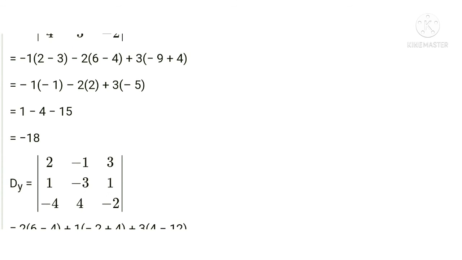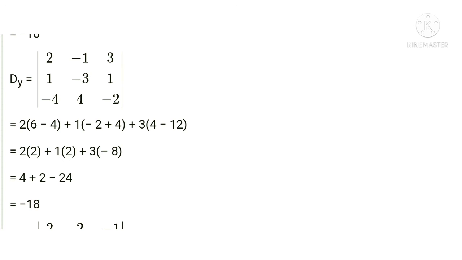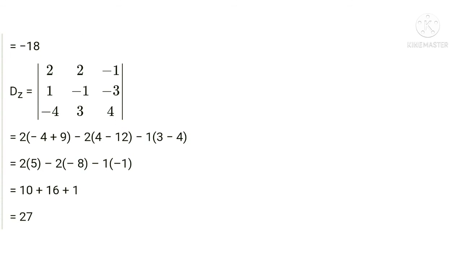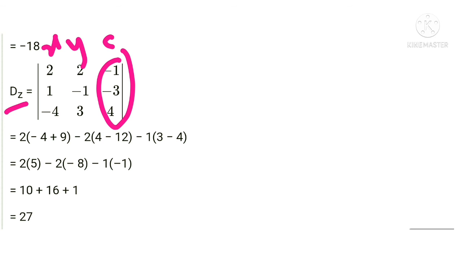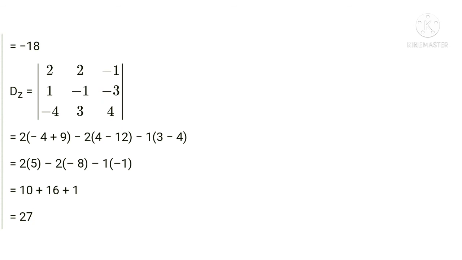Next you find Dy. While finding Dy, you replace the y column by the constants, and x and z as it is. Then you simplify, you get Dy as minus 18. And lastly you find Dz. For this you replace the z column by the constants, and these are the x and y columns. You simplify, we get Dz as 27. Here we found D, Dx, Dy and Dz.